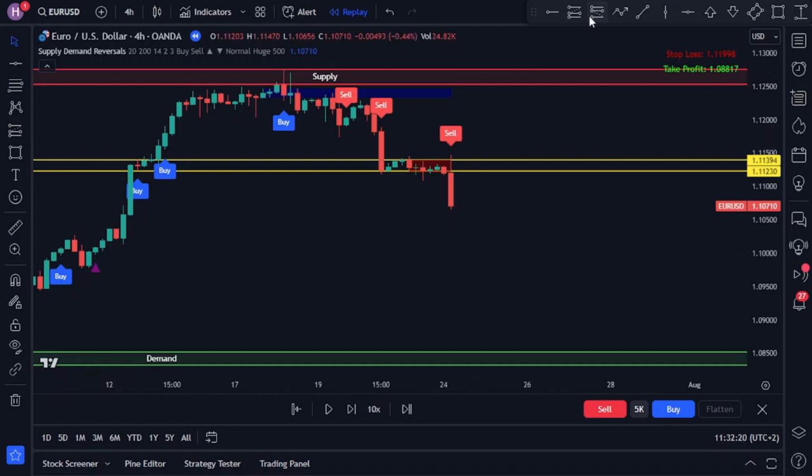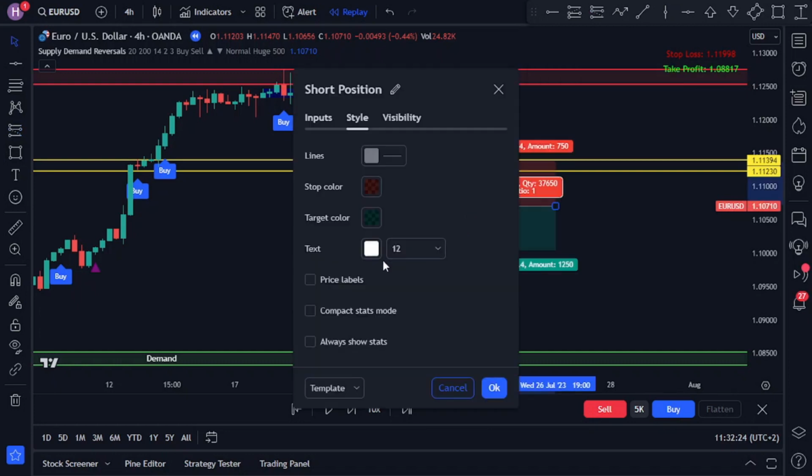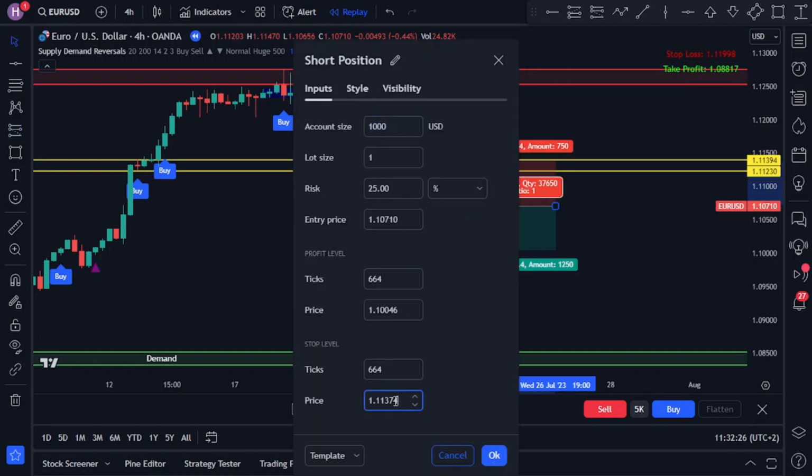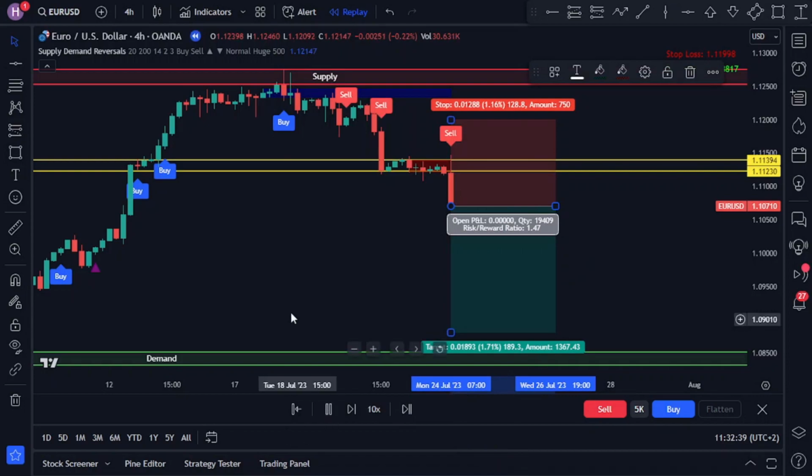After the close of the strong bearish engulfing candle, we have confirmation of the continuation of the downtrend. And for this reason, we can enter our sell trade. For the sell trade example, I'm going to use the stop loss and take profit provided by the indicator and let the trade play out.